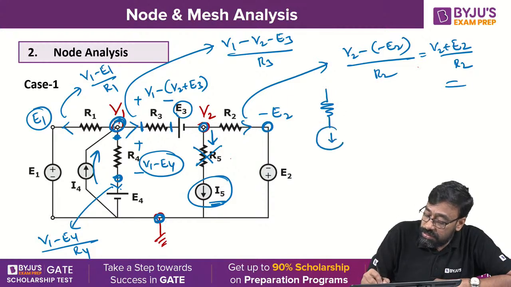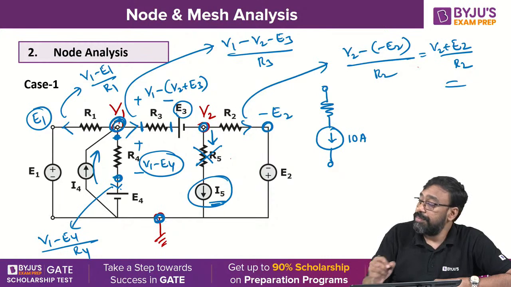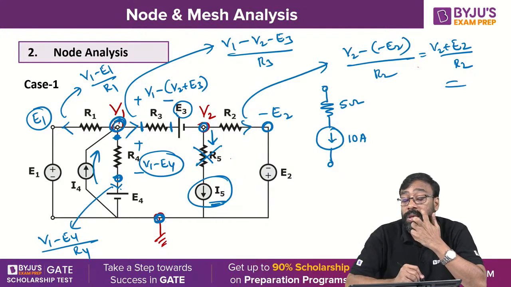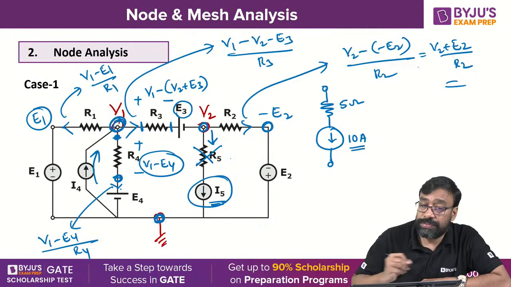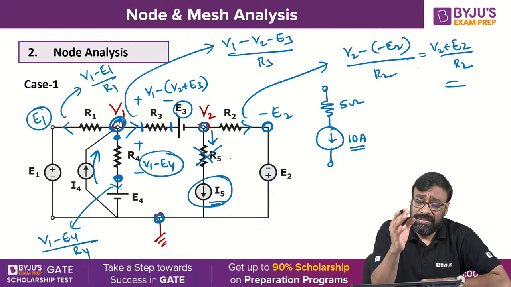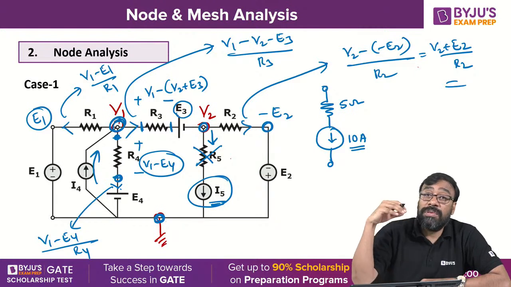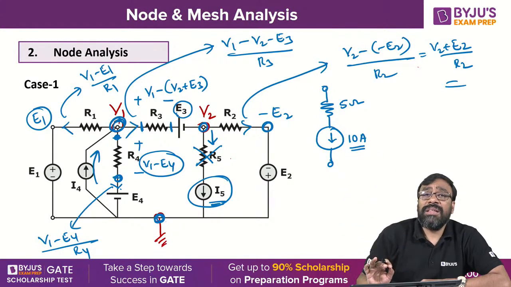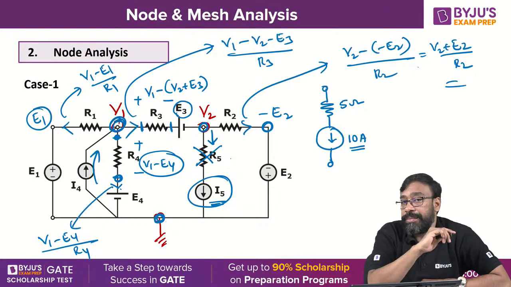Look at this. This is an independent current source, 10 amperes. Say this is 5 ohm. Independent current source means it supplies constant current. Irrespective of what is going to happen in the rest of the circuit, it doesn't matter for it. Somewhere some resistance value is changed, still it will supply the power at a constant current. Remember, it supplies the power at a constant current. That is an independent current source.